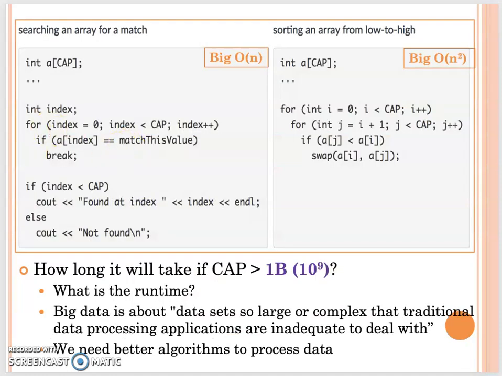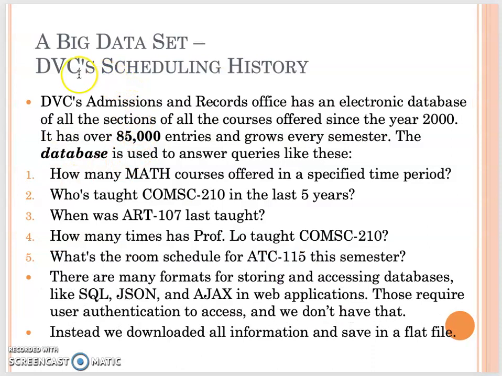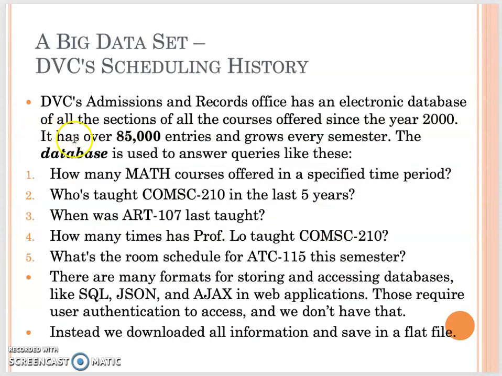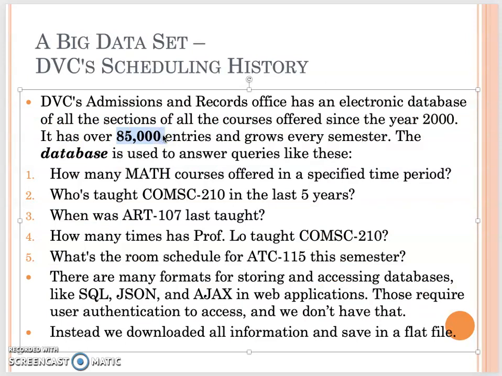So moving forward, starting this week, we will talk about one big data application. Actually, compared to the big data we talked about earlier, this one is still not that large. Our DVC scheduling data since the year 2000 has over 85,000 section records. In this application, you will start with an n squared runtime algorithm, and you will see that it's really slow.